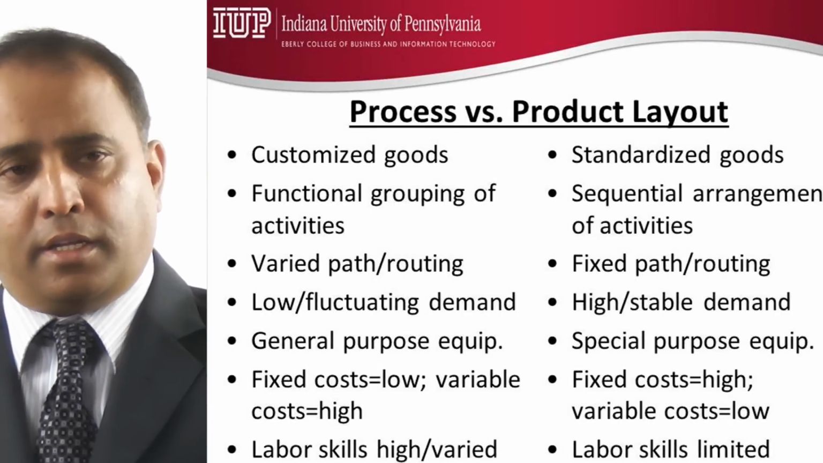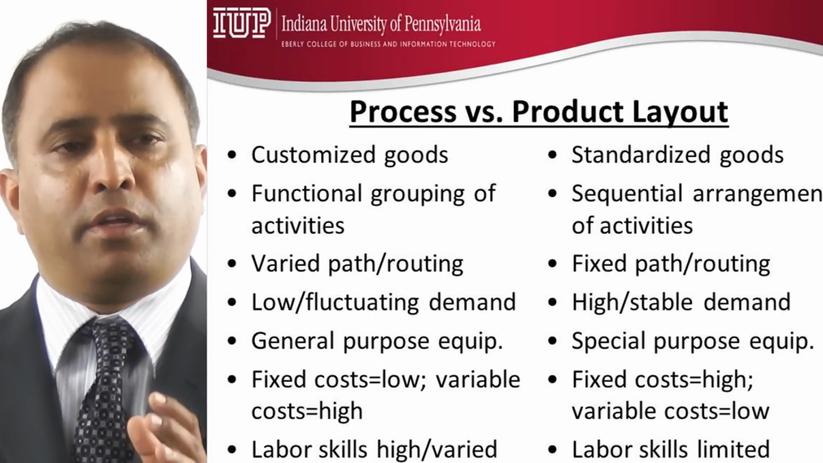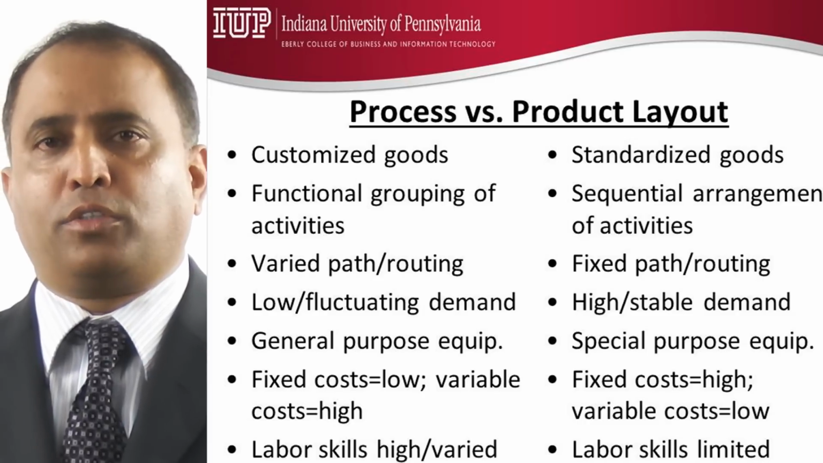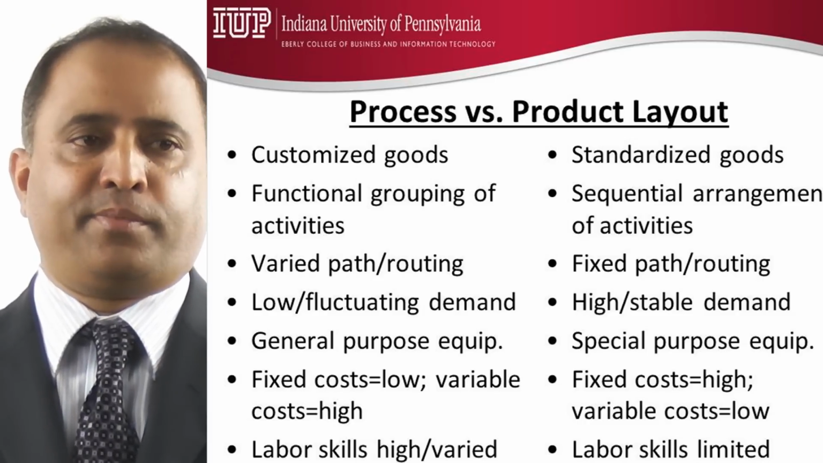Each product in the job shop or the process layout is different, unlike an assembly line. And the routing required to make that product is different. Whereas, as I already have mentioned, it's a fixed path or fixed route in an assembly line.